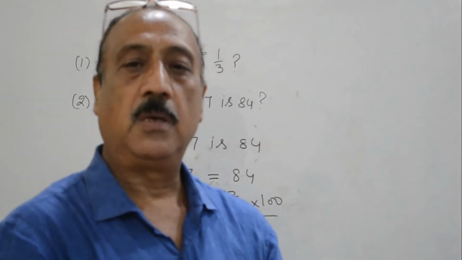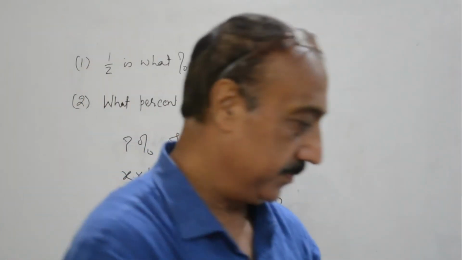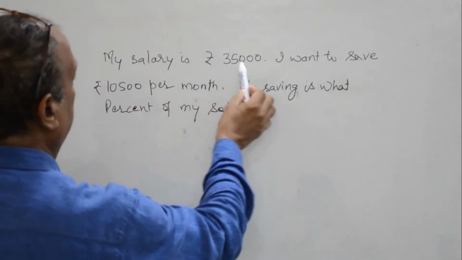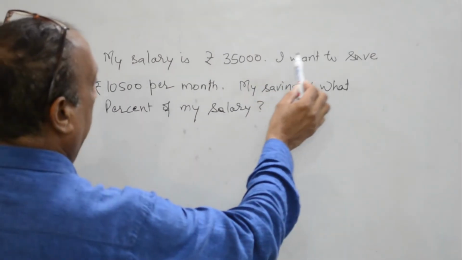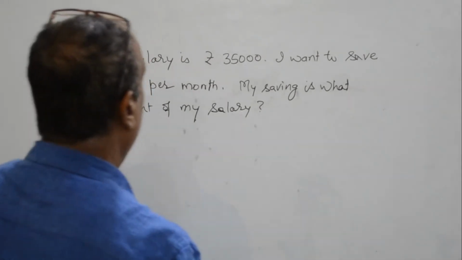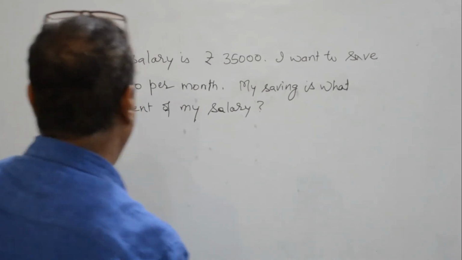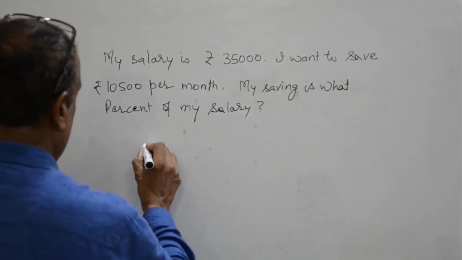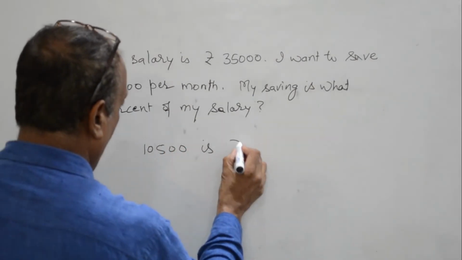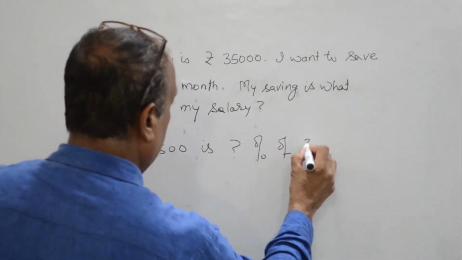Now we are going to do some practical problems with the help of these statements. The question is, my salary is rupees 35,000. I want to save rupees 10,500 per month. My saving is what percent of my salary? The statement becomes, 10,500 is what percent of 35,000.